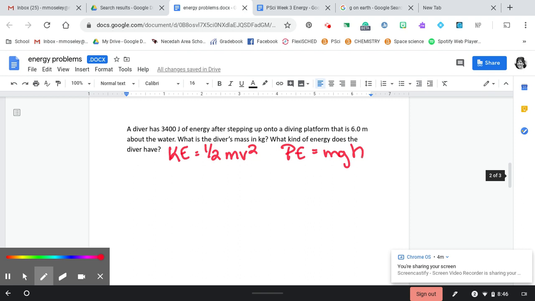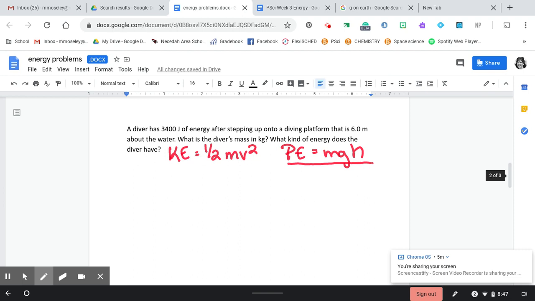So this problem says, a diver has 3,400 joules of energy after stepping onto a diving platform that is 6.0 meters above the water. What is the diver's mass in kilograms? What kind of energy does the diver have? So I'm going to look at what the diver is doing, and it says that the diver steps onto the platform, and he or she is just standing up there waiting to jump, waiting to dive. So we are going to be using the potential energy formula for this one since that person isn't moving.